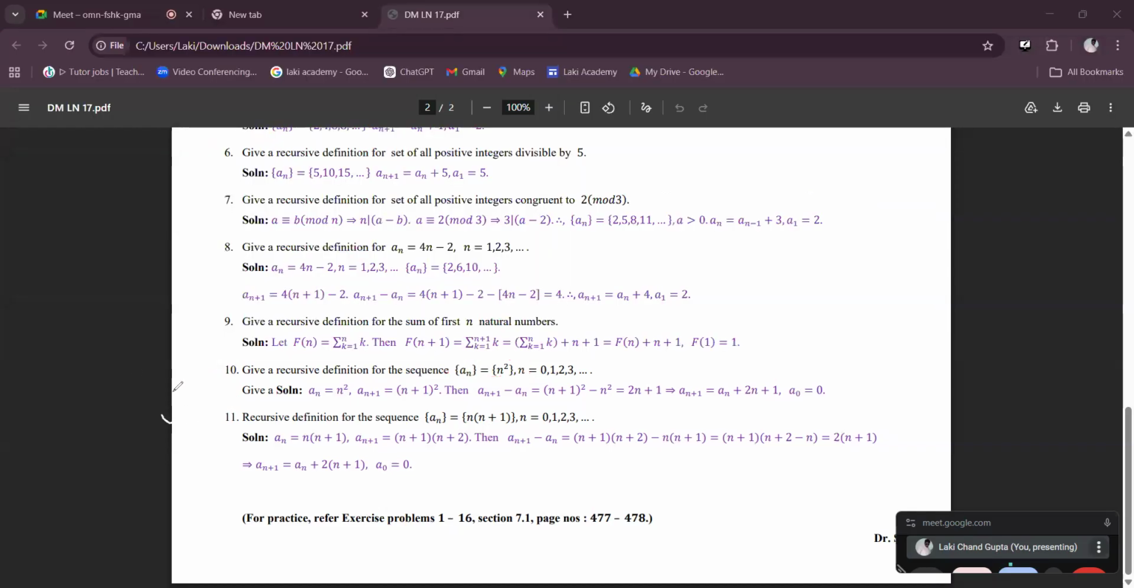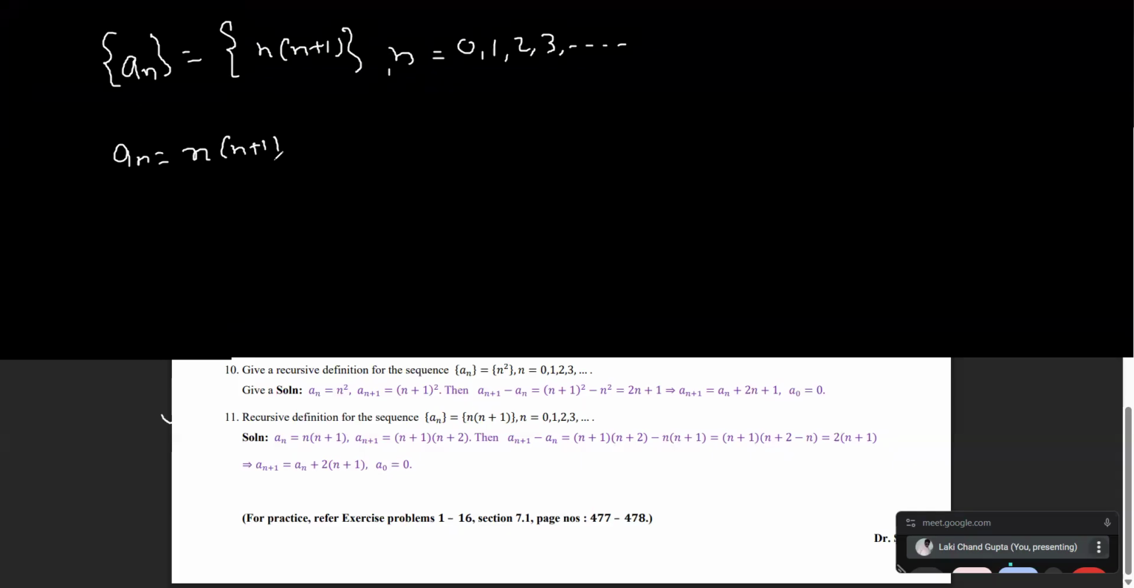Okay. The 11th question is: secant is what? N plus 1. Right. N plus 1, N starts from 0. Right. If you want to write a n plus 1, then you will get what? N plus 1 into n plus 2. Do subtraction.